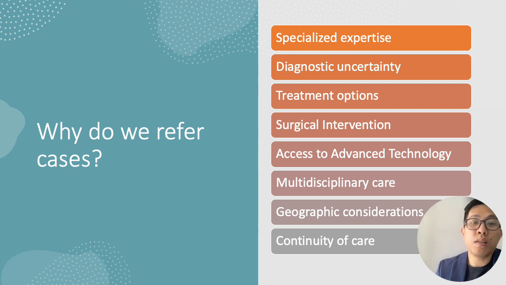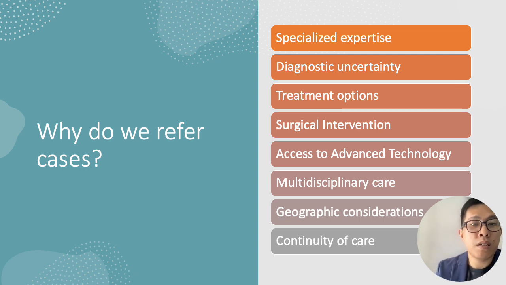Another example is for surgical intervention. You do not have an OT in your hospital, so you need to refer. Access to advanced technology, for example, where I was working last time, I was in a district hospital where a CT scan is not available, so we had to send the patients 2 hours away, 2 hours there and 2 hours back, 4 hours in total, just to get a CT scan, just to confirm whether this patient has a stroke or not. You also want to refer patients for multidisciplinary care. This patient is in the hospital, and you need to refer to the cardio team, you need to refer to physio and other things, so you refer for multidisciplinary care.